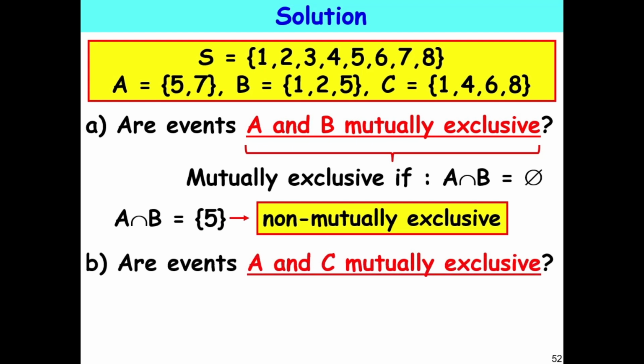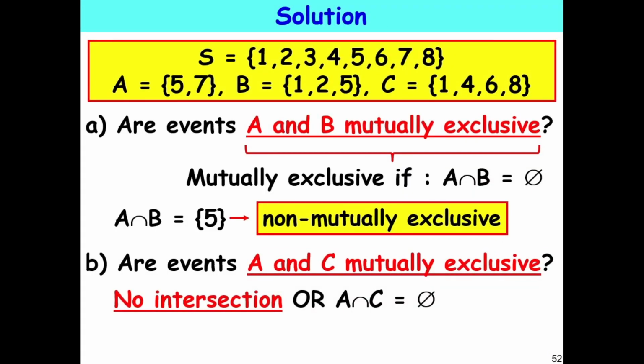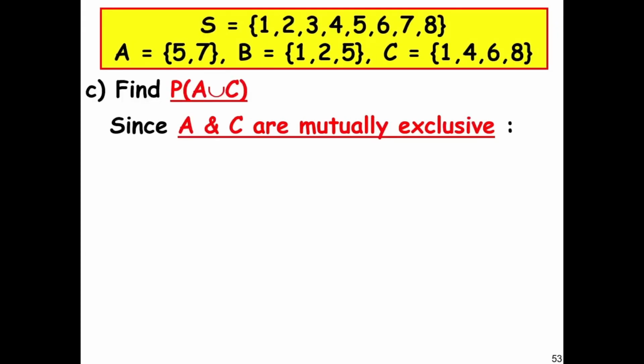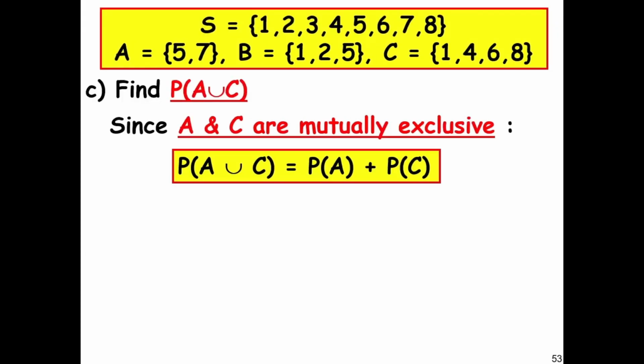They are non-mutually exclusive. Part B. Are A and C mutually exclusive? Once again, we have to look at the intersection between both of them. Since there is no intersection between A and C, there is no common element inside both of them. Therefore, the probability of A intersect C is equal to 0, and we conclude that A and C are mutually exclusive events.